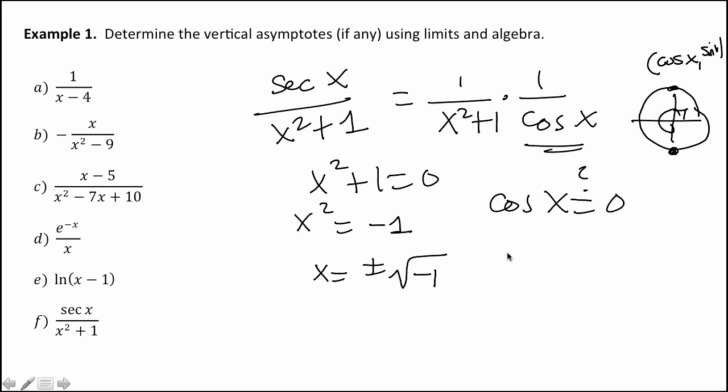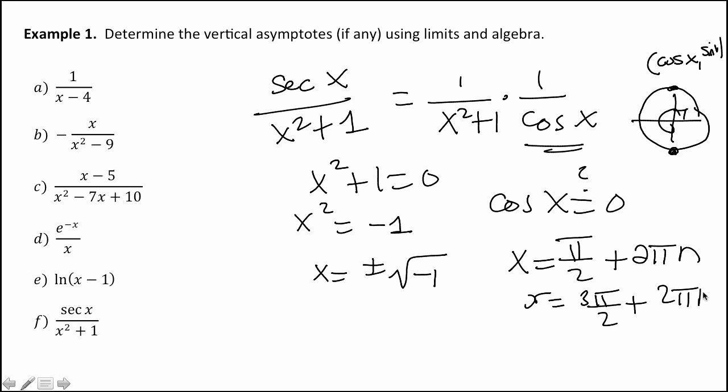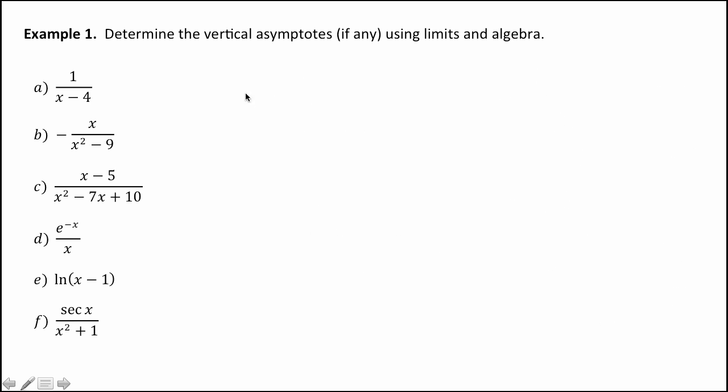In other words, we have an infinite amount of vertical asymptotes here, but we're only going to be concerned with just one. So we're just going to say x is pi over 2. We're only going to look at one of them. Of course, they're infinite. You can say this plus 2 pi n, or 3 pi over 2 plus 2 pi n, where n is any integer. But we're just going to be looking at pi over 2. So let's take a look at the limit as x approaches pi over 2 from the right and left side.